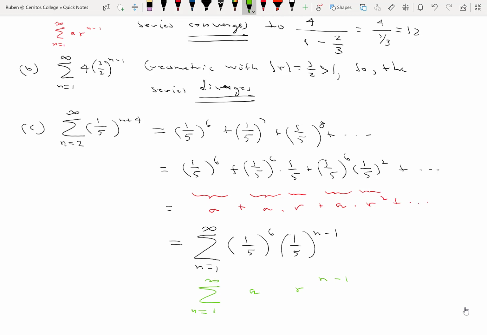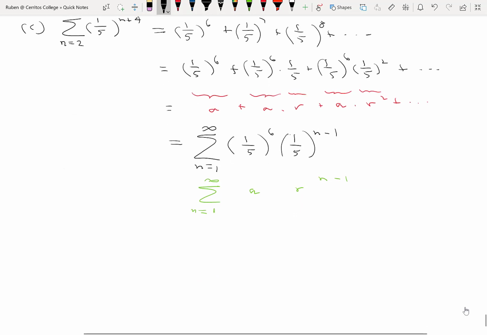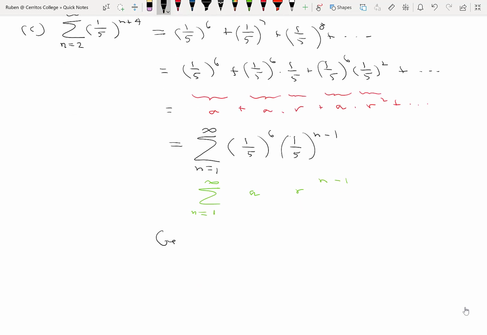Okay, so this series is geometric. So we would state at this point that the series is geometric with the absolute value of r equal to 1/5, and that's less than 1. So the series converges.